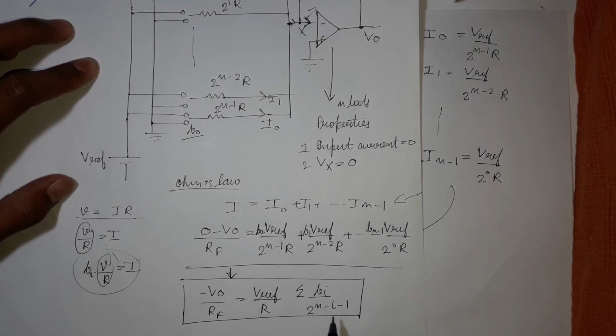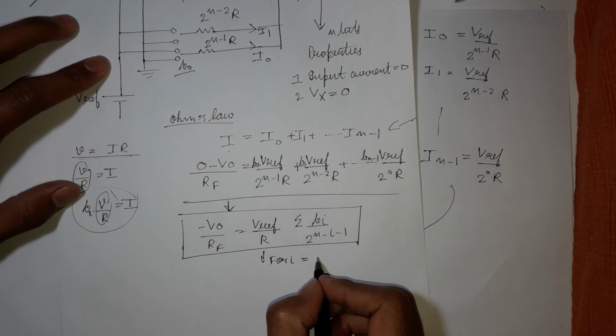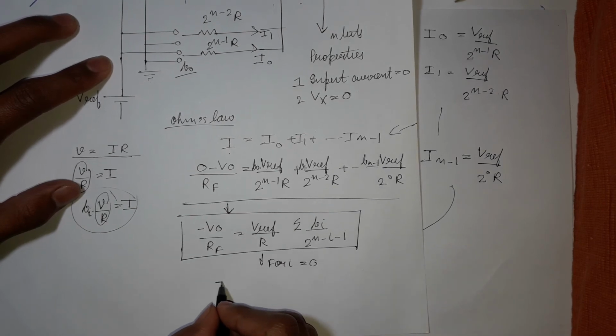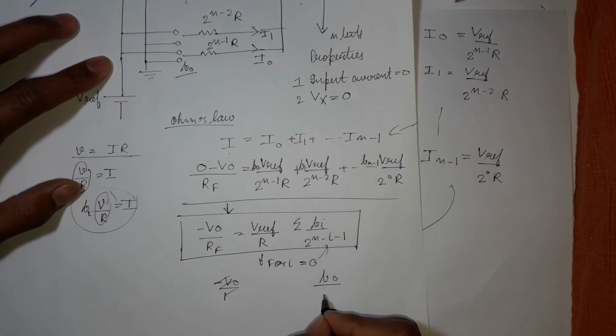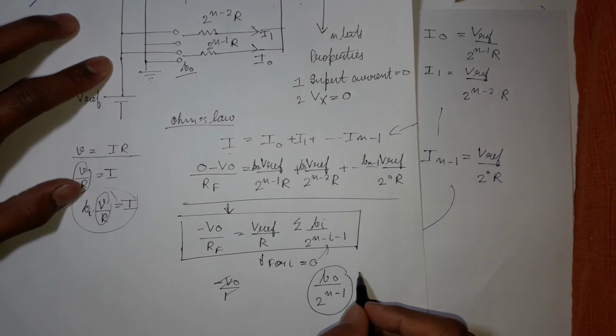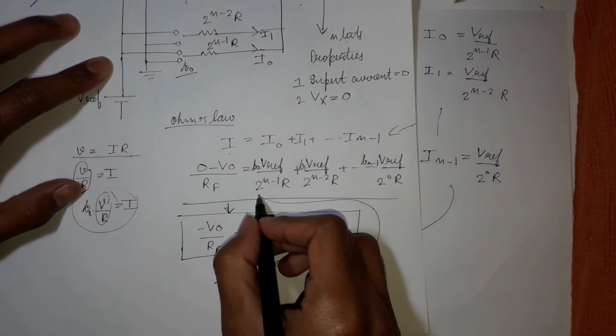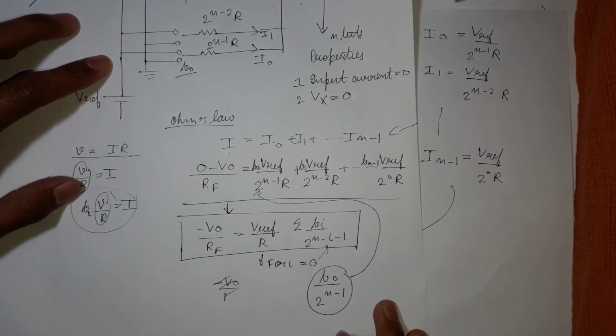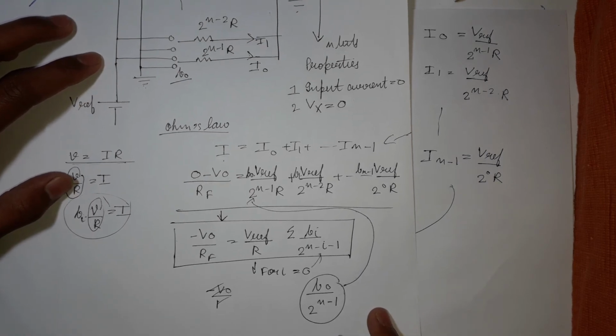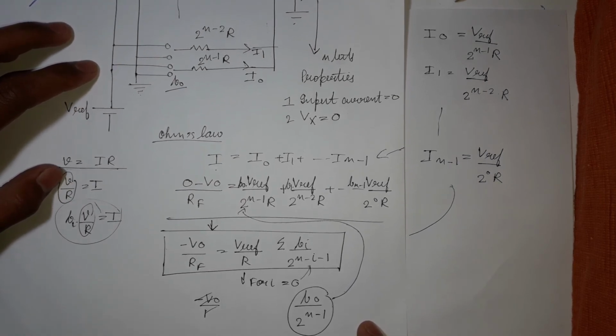If you want to verify, let's check it. Let's say i is equal to 0. For i equal to 0, it becomes minus V0 upon RF, and let's check this one only. It becomes B0 upon 2 raised to power n minus 1. Now this matches with this one. That means we are correct. Okay guys, so I hope there is no problem in understanding this concept. If you have some doubts, you can write in the comment section.